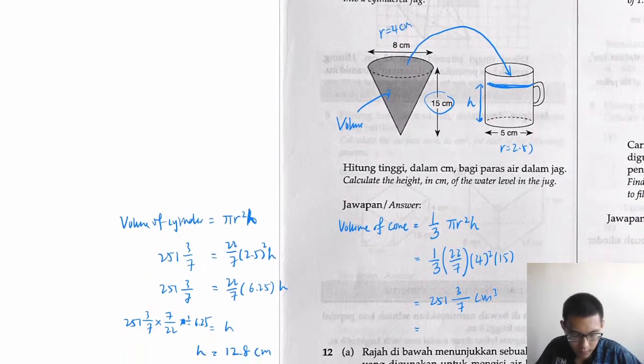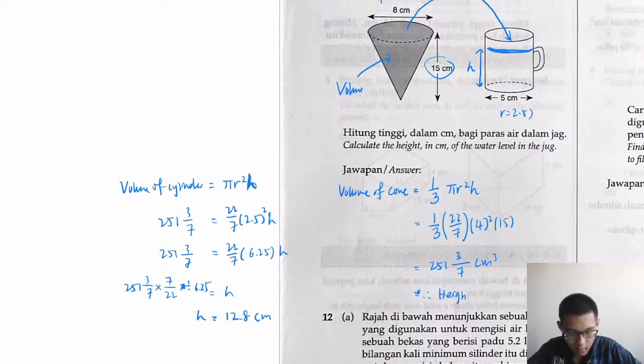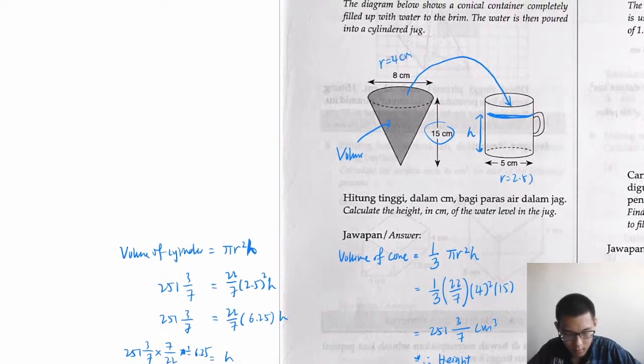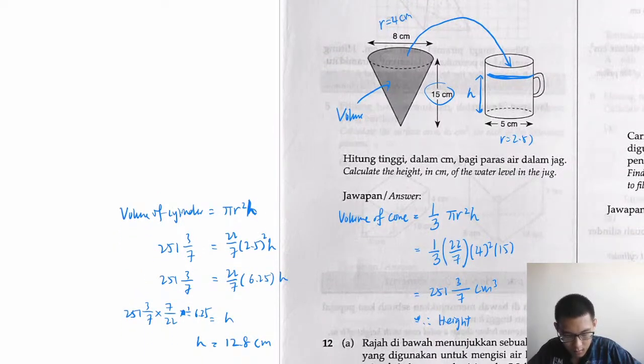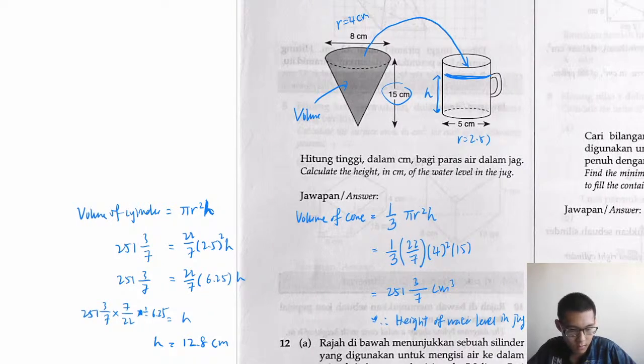Because it is filled with water, we find the answer, the height. Okay, so therefore the height of the water level in the jug is how many? 12.8 cm. So you write down the answer. You can try to make a conclusion.